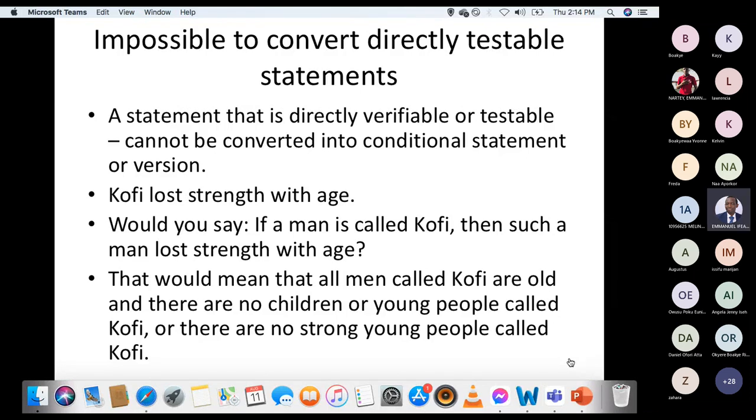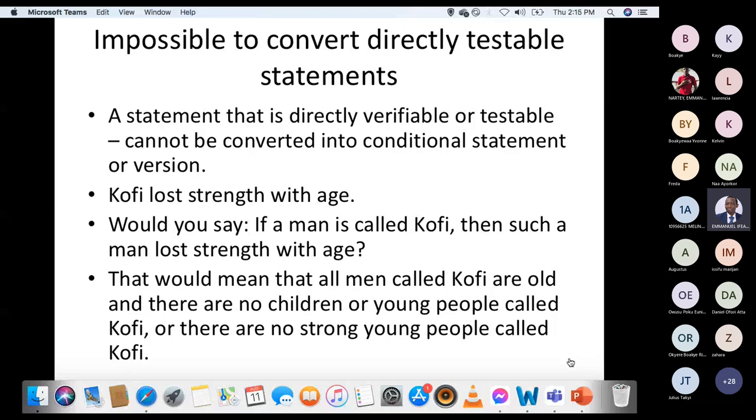Now, so if you try to convert a verifiable statement into a conditional, you are automatically trying to convert it into a confirmable statement. Because when you say if someone is called Kofi, then he will lose strength with age, what it means is that anyone at all who is called Kofi will lose strength with age, which is not true to the original statement. The original statement is referring to a particular person called Kofi. So the statement Kofi lost strength with age is specific. It's referring to someone, not all men. And so you can't convert it into a conditional statement because that will convert it into a confirmable statement as well. That refers to all Kofis. That would be clearly wrong.